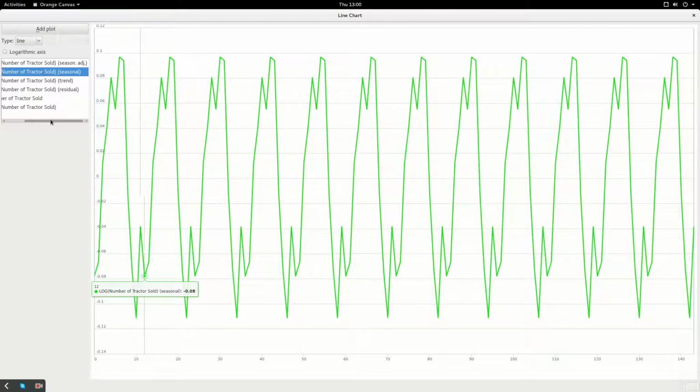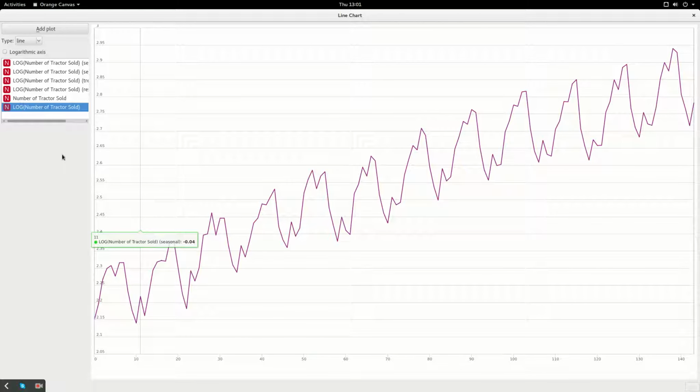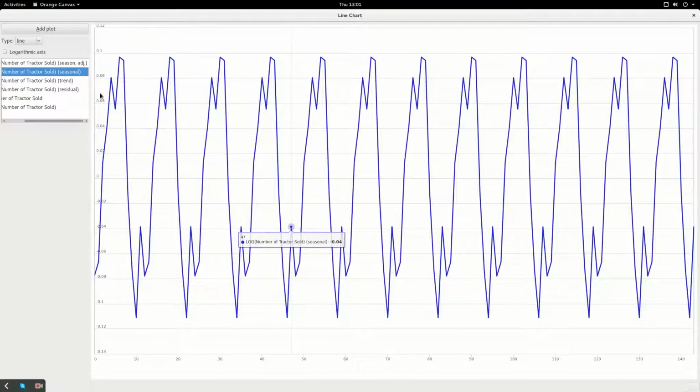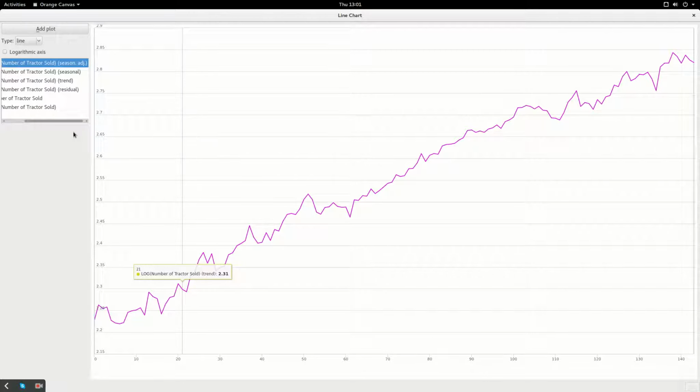Just to give you a reminder, this is how the original data looked. Because of stability issues and a lot of maths, we are actually taking the log of this data, and here we can see the seasonal component of that data, and the trend. This is the trend, which you can also show to the customer if we want to, and the number of tractors sold adjusted for season.